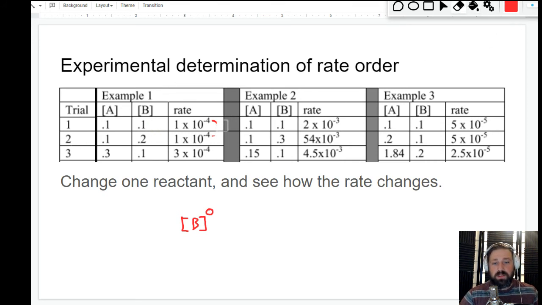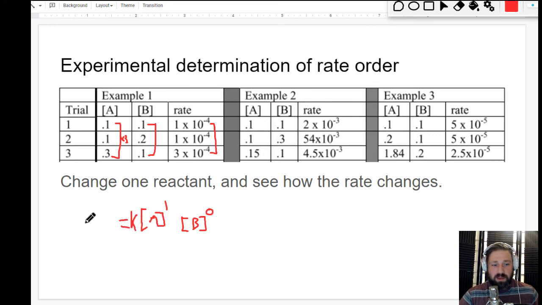Now, let's do the same experiment, but with A. So I'm going to look at trials 1 and 3 now, keeping B the same. What am I doing here? I'm tripling the concentration of A, taking 0.1 to 0.3. If it's 0th order, nothing happens to the rate. If it's first order, it's going to triple the rate. If it's second order, it's going to multiply the rate by 9. So let's take a look. It triples the rate. Since it tripled the rate, we know that A is first order.